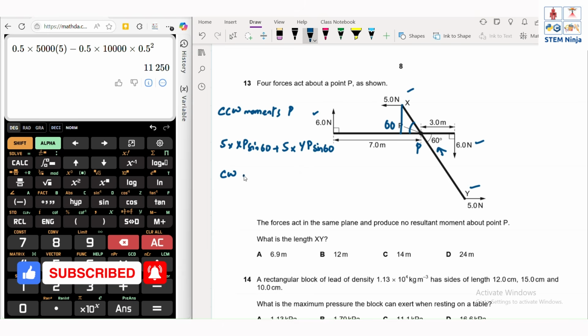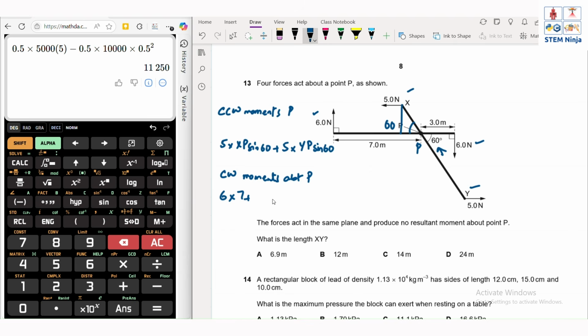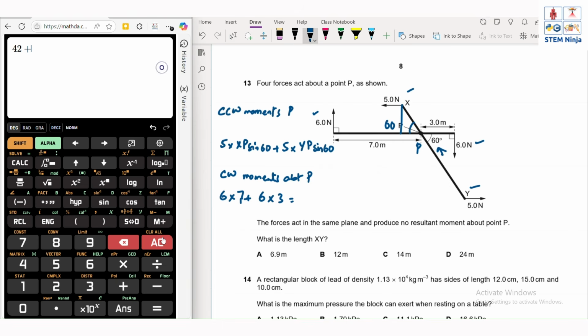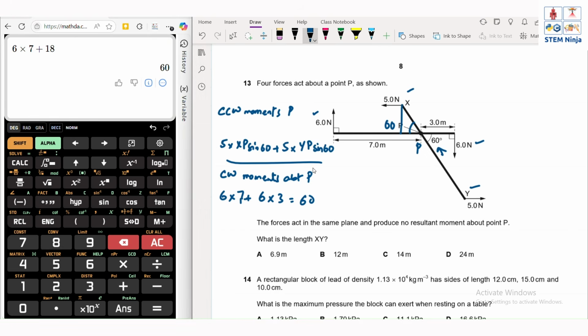Now clockwise moments about P are going to be similar. So 6 times 7 plus 6 times 3. So this is going to be 42 plus, sorry, 42 plus 18. 6 times 7. Yeah, 18. So that is 60. So that means this is also going to be equal to 60.